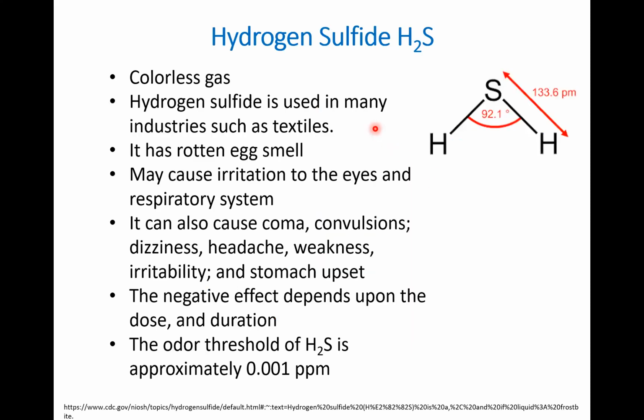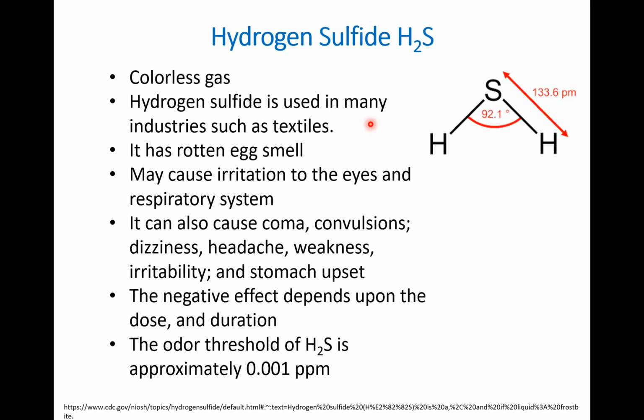Today I'm going to explain the generation of hydrogen sulfide in wastewater. What's hydrogen sulfide? Hydrogen sulfide is a colorless gas that is used basically in some industries like textile, but in our application today, we're going to see how it's produced in wastewater.